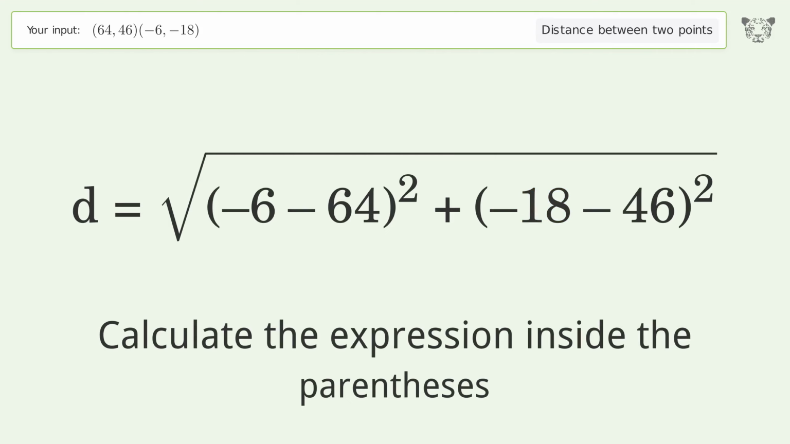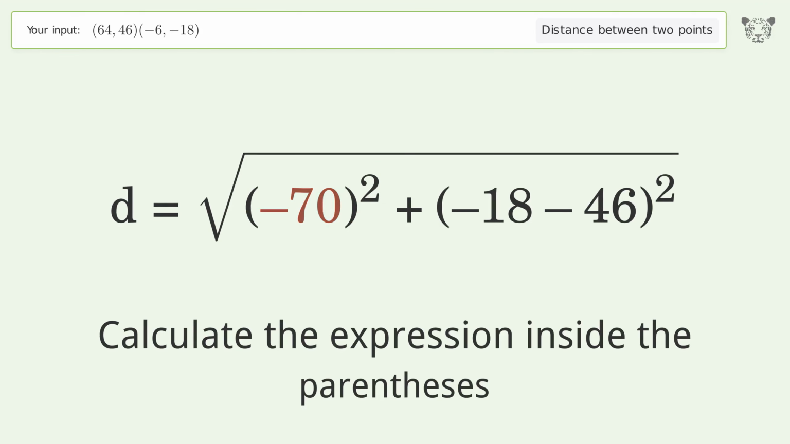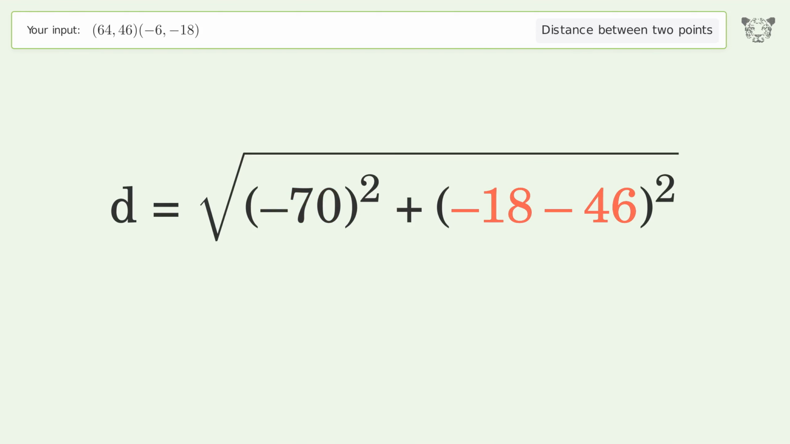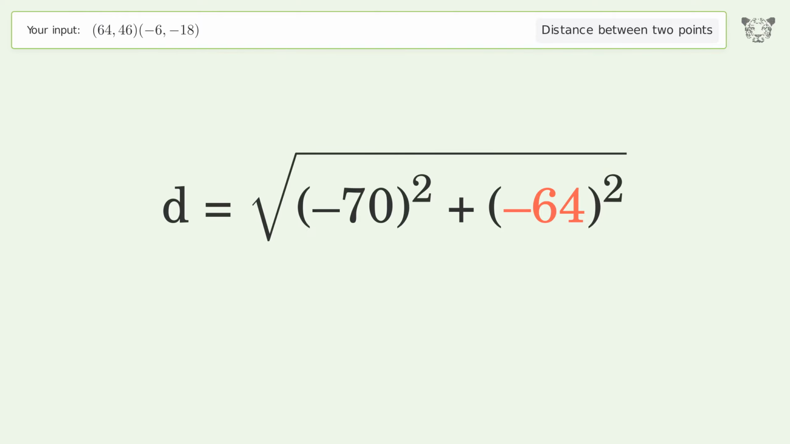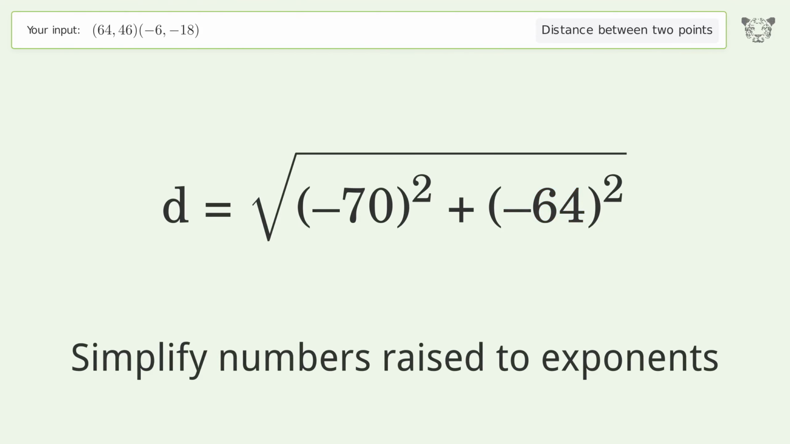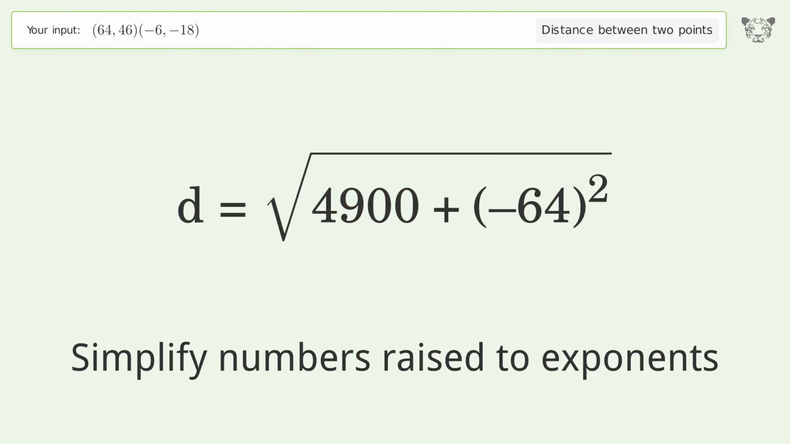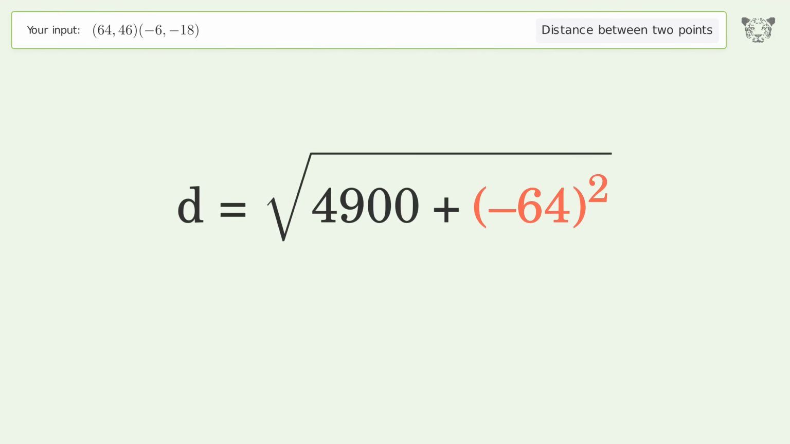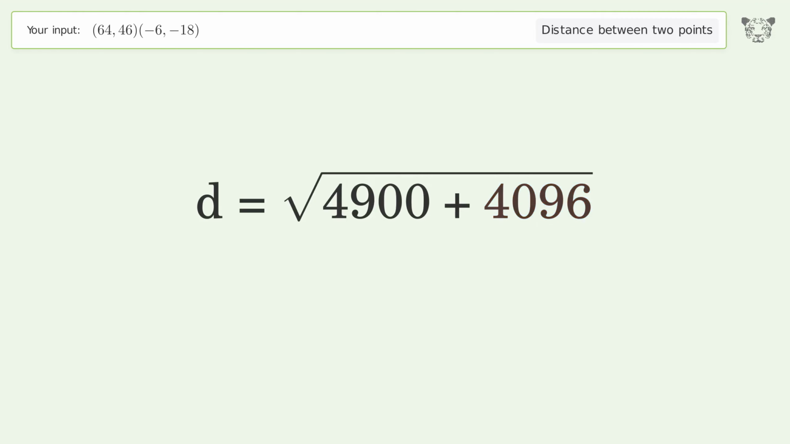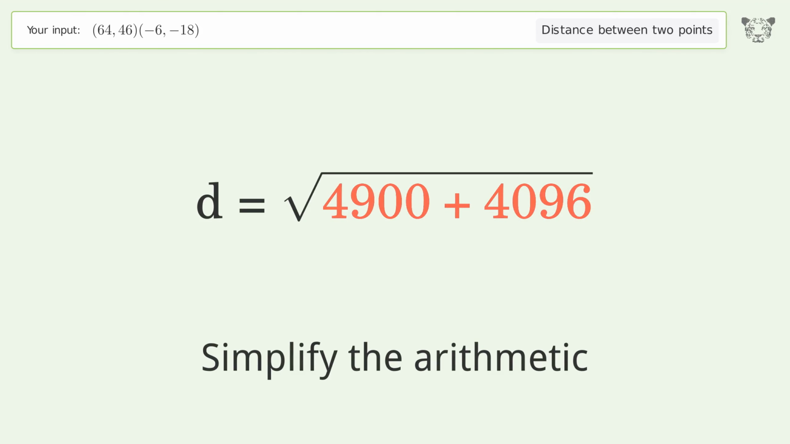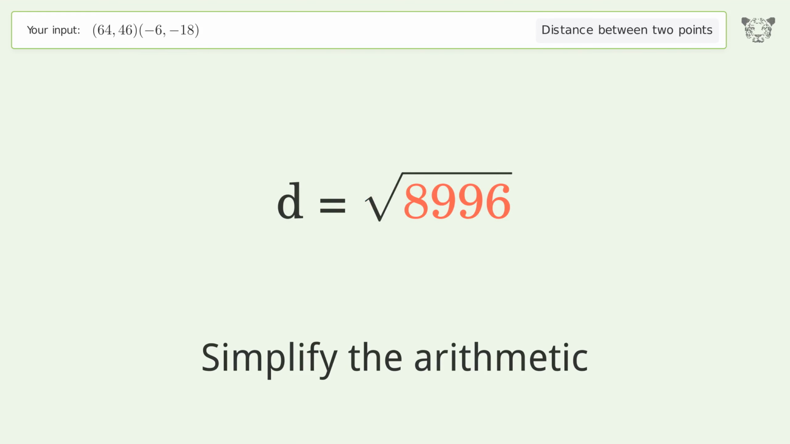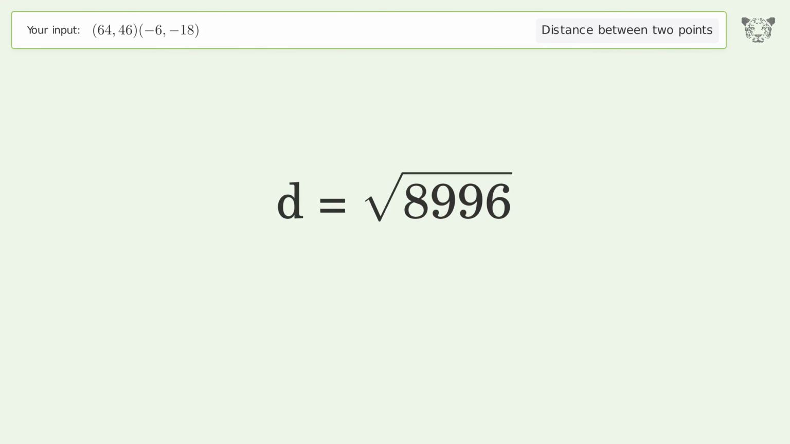Calculate the expression inside the parentheses. Simplify numbers raised to exponents. Simplify the arithmetic. And so the distance between the 2 points is the square root of 8,996, or 94.847.